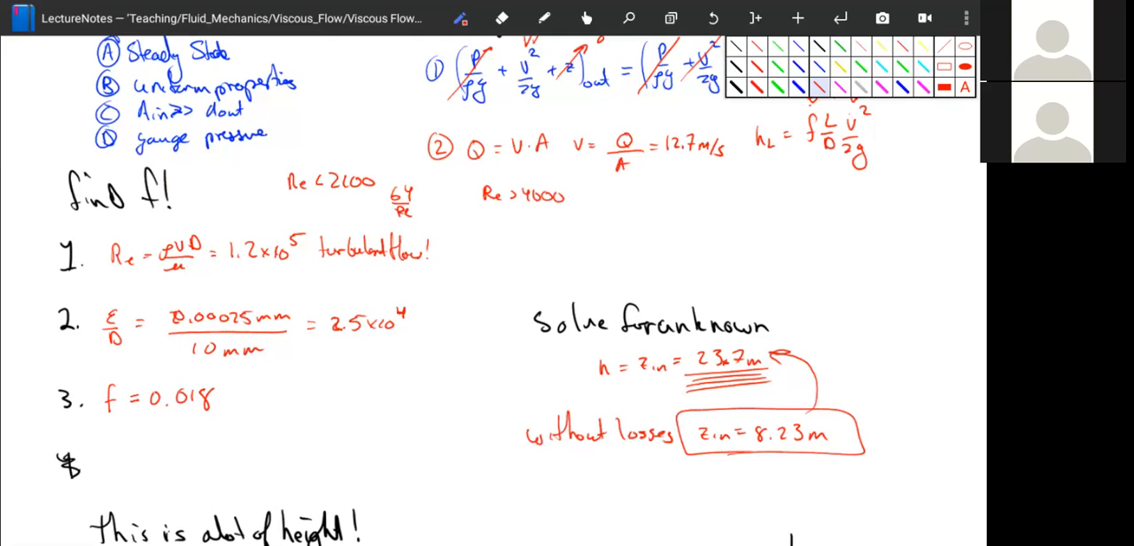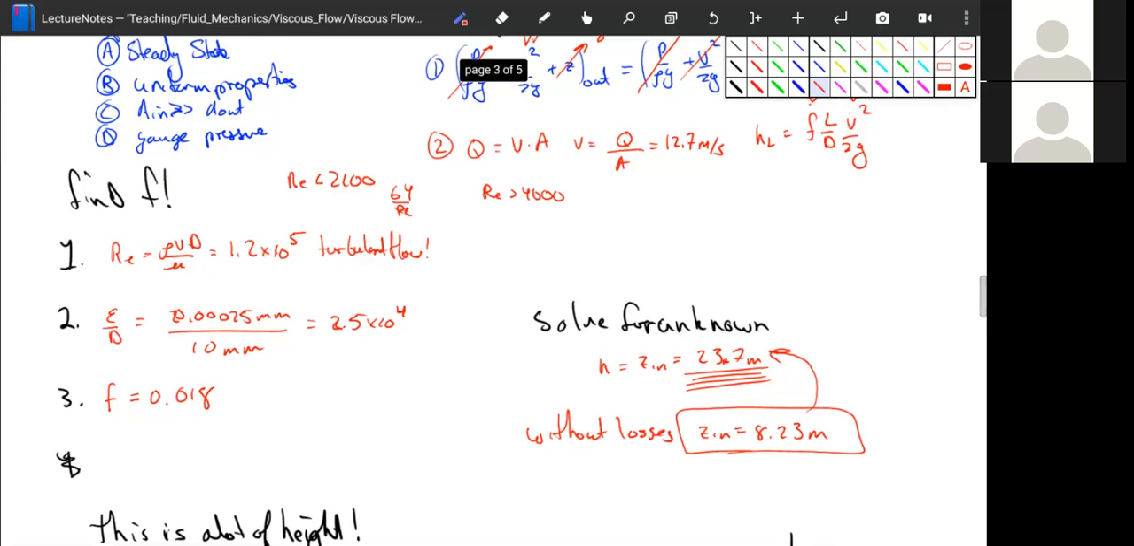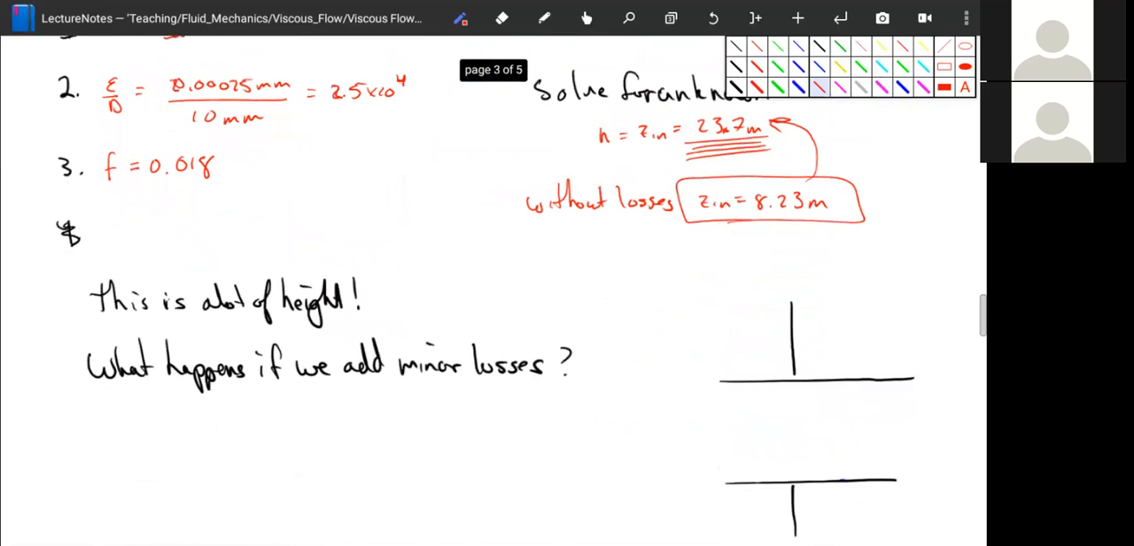This 8.23 is essentially like kinetic energy. Remember, it's not the units of energy because we're dividing by rho and g, but you can think of it as proportional to the kinetic energy of the system. So without losses, all the potential energy goes into kinetic energy. But with losses, we have nearly 200% more energy necessary because 200% of the kinetic energy is lost to viscous losses, which is a lot of energy. So what happens if we add minor losses?